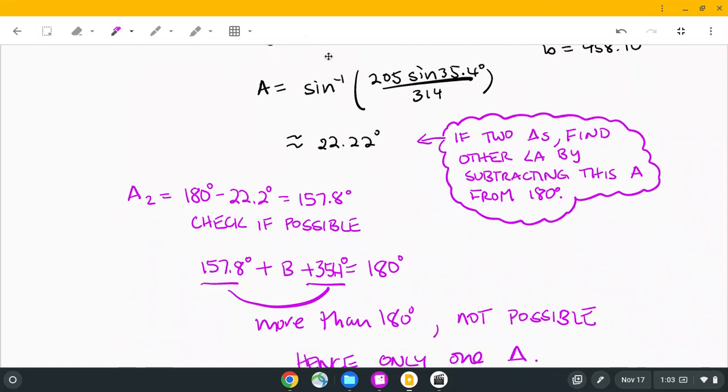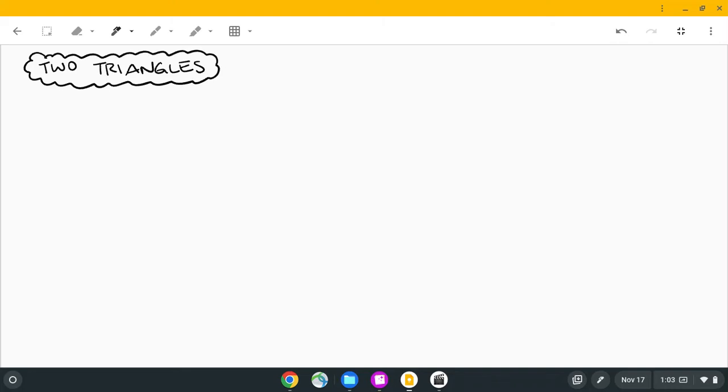All right, so let's take a look at the two triangle case. This one will take a little longer because there are two. So two triangles. Just like that last problem, when you find that first angle, you check to see if you'll be able to squeeze in the other angles to equal 180. And if you could, then a second triangle is possible.